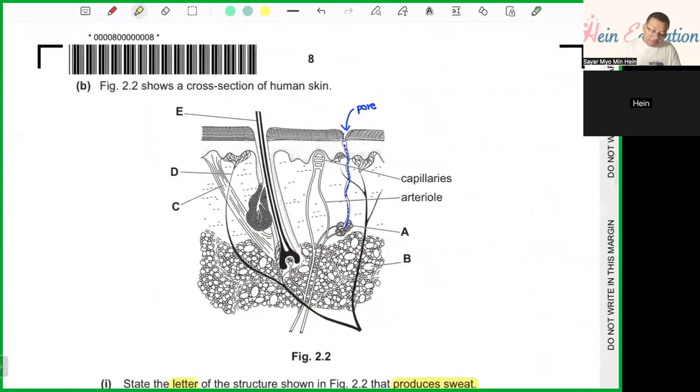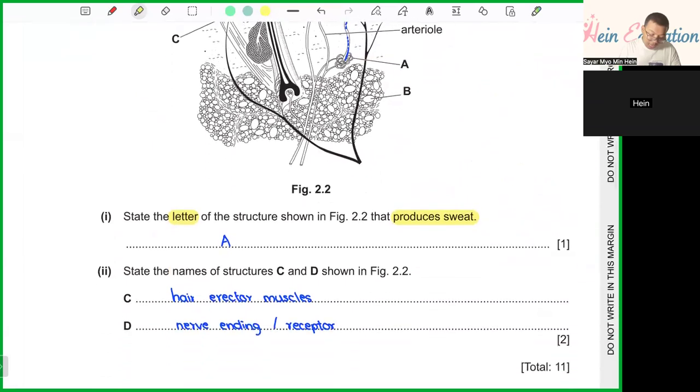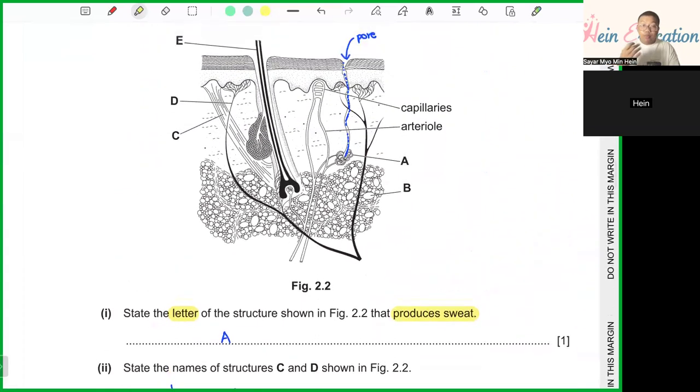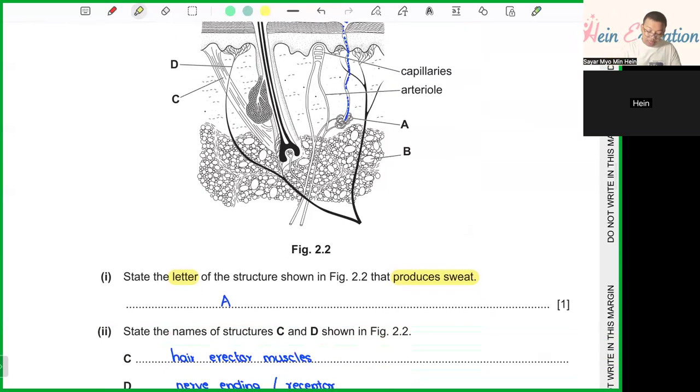And then part B, figure 2.2 shows a cross section of a human skin. Number one, you have to state the letter of the structure shown that produces sweat. So we have to look at it. The way I look at this answer is, when I see the pore, I check the direction, and label A could possibly be the sweat gland, right? So it will produce sweat, and then the sweat will go up through the pores and get evaporated. So I chose letter A.